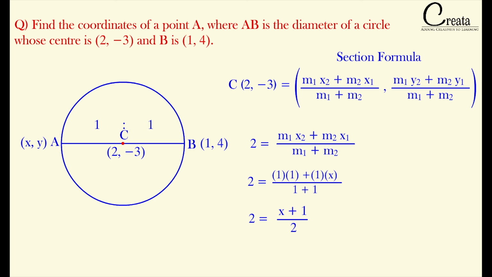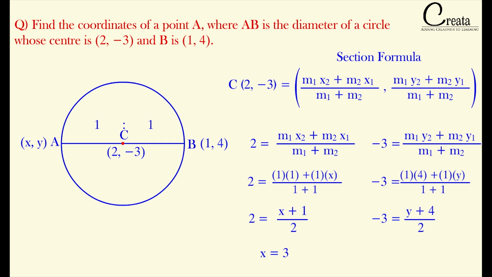Here x is a variable. Let's find the value of x. On solving, we got x as 3 units. Similarly, let's use the section formula in the y coordinate. We got -3 is equal to (y plus 4)/2. On solving, we got the value of y as -10. We got x and y as the x and y coordinate of point A. So we got our coordinate of point A as (3, -10). This is the answer of the question.